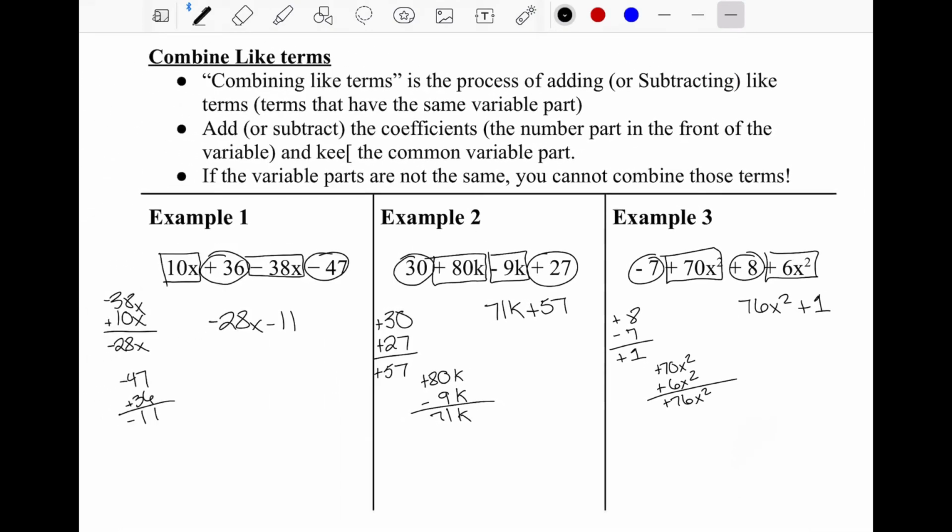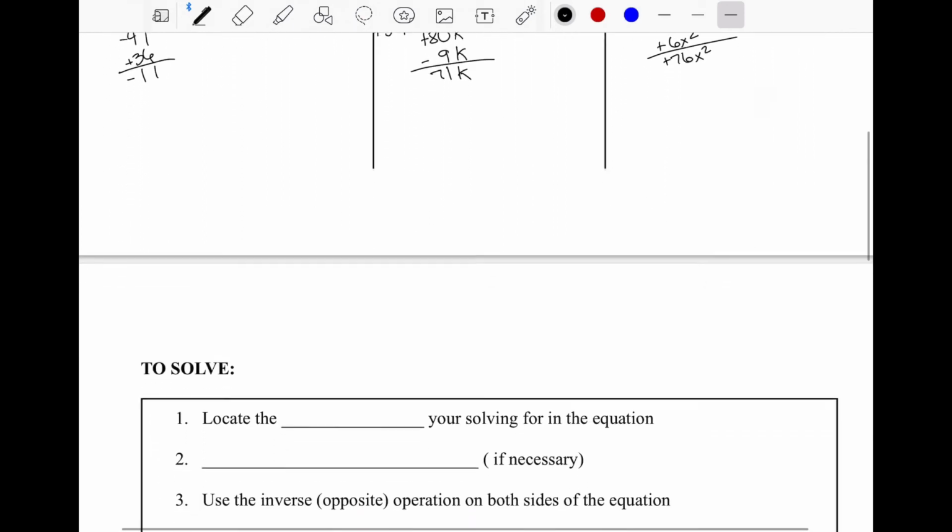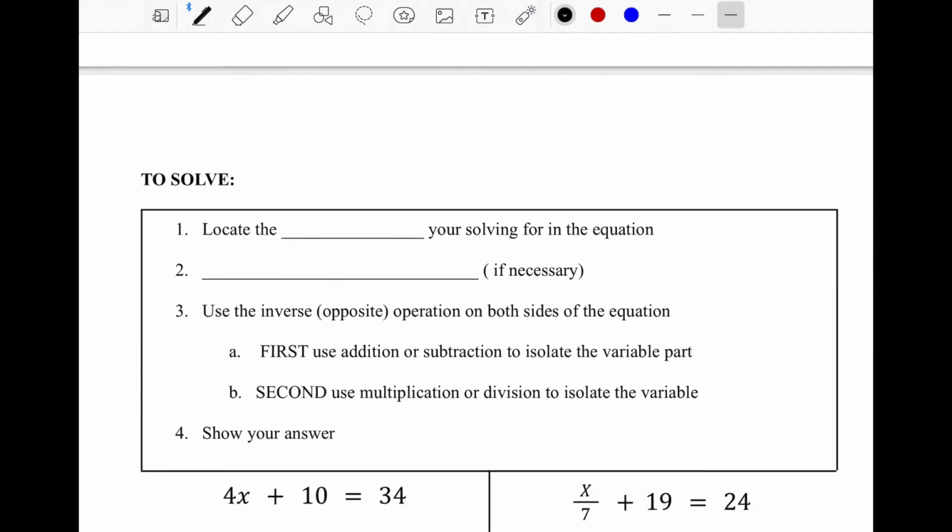Using expressions, we combine those terms. Terms have to have the same variable raised to the same exponent. And even the ones that don't have a variable behind them, which are your constants, can be combined together as well. Now that we've looked at how to combine, let's look at how we can combine and then solve.